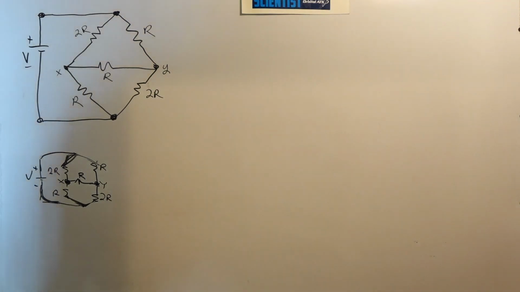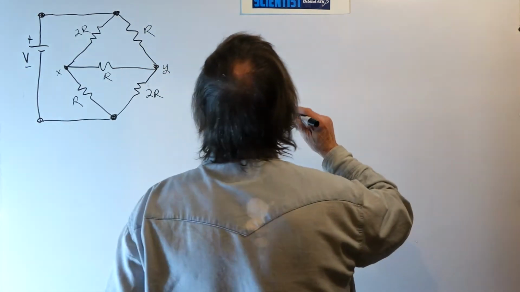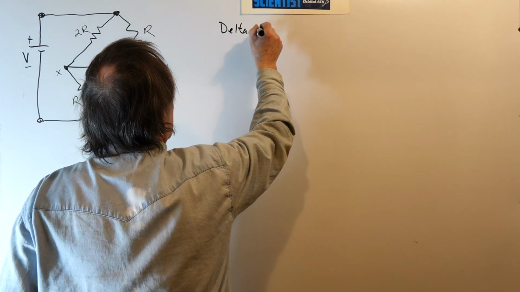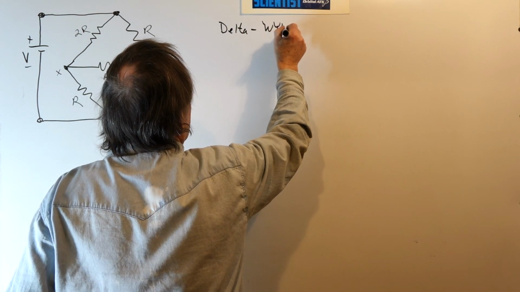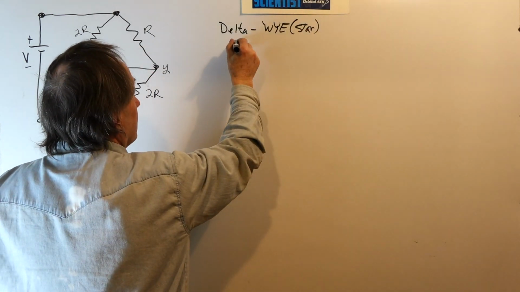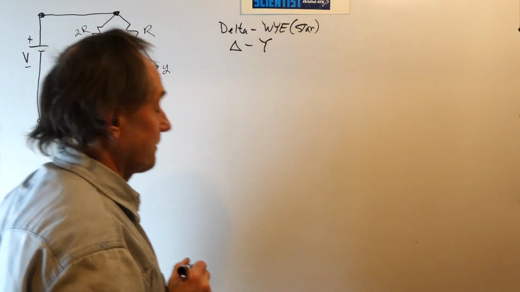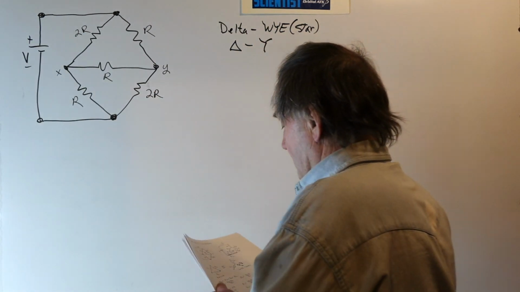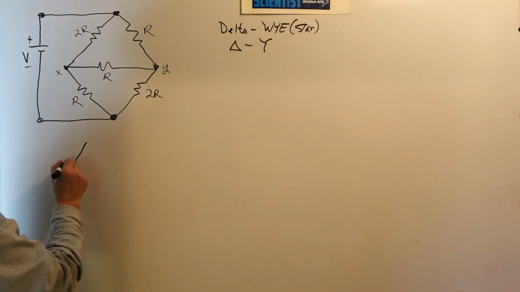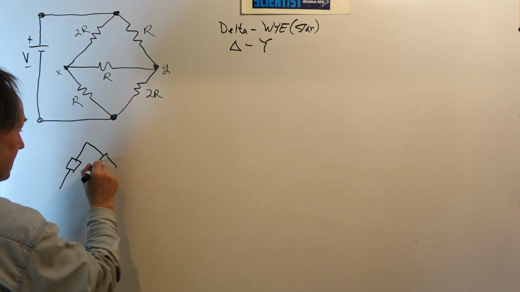Now, there's a transformation called the delta to Y, or some people call this star connection, or this is delta to Y. Now, the delta to Y conversion works like this. If I have a delta connection, the delta comes from the Greek letter delta, because it looks like a delta.